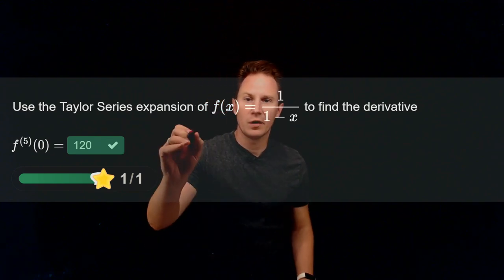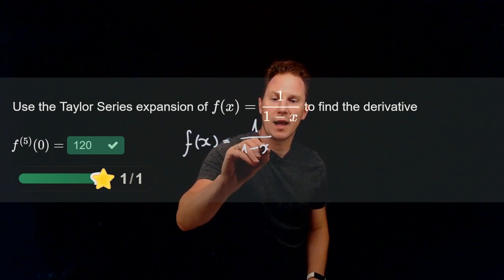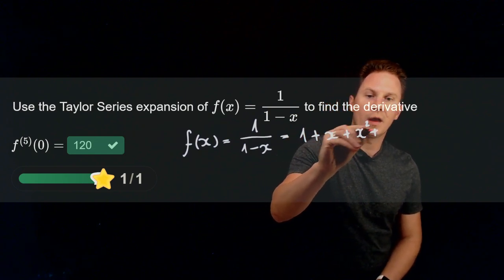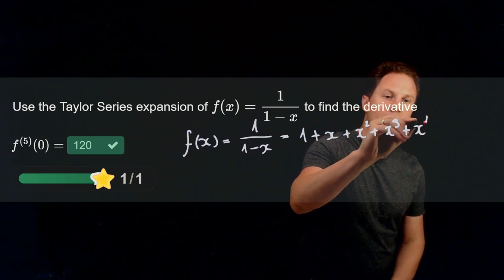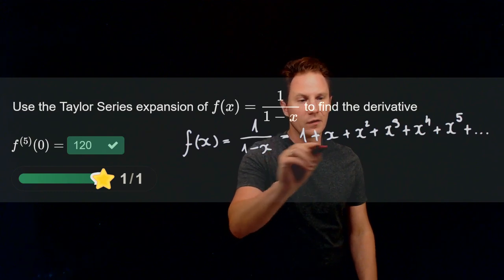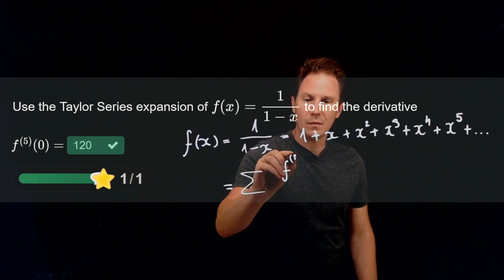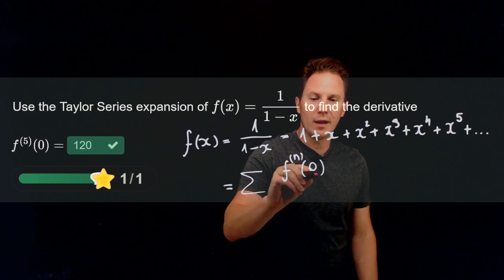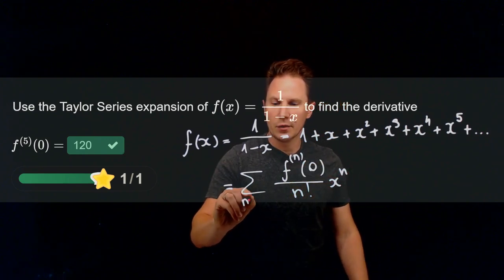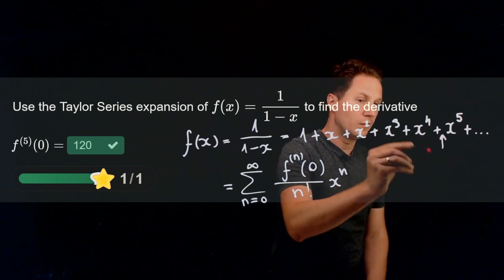To use the Taylor series expansion, we just need to use the fact that 1 over 1 minus x, when x is between negative 1 and 1, can be written as 1 plus x plus x squared plus x cubed plus x to the 4 plus x to the 5 and so on. But at the same time, the Taylor series expansion tells us that the coefficients in the expansion are the nth derivatives evaluated at, in this case, 0, divided by n factorial. So if we look at the coefficient of x to the 5, we see that it is equal to 1.